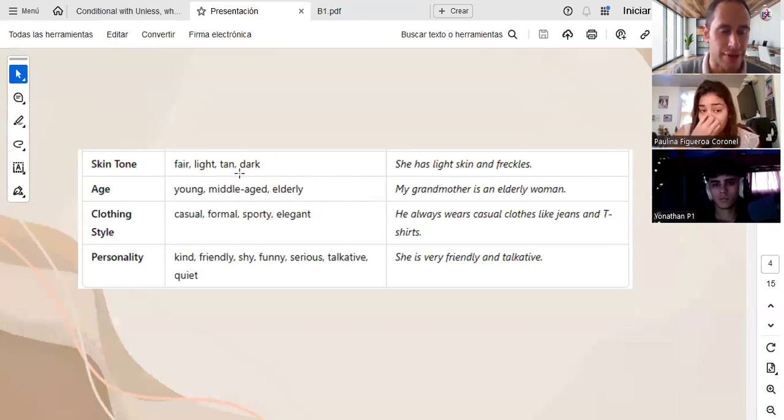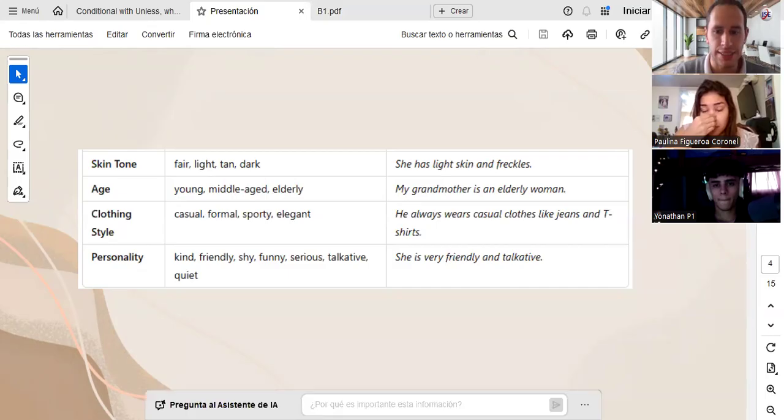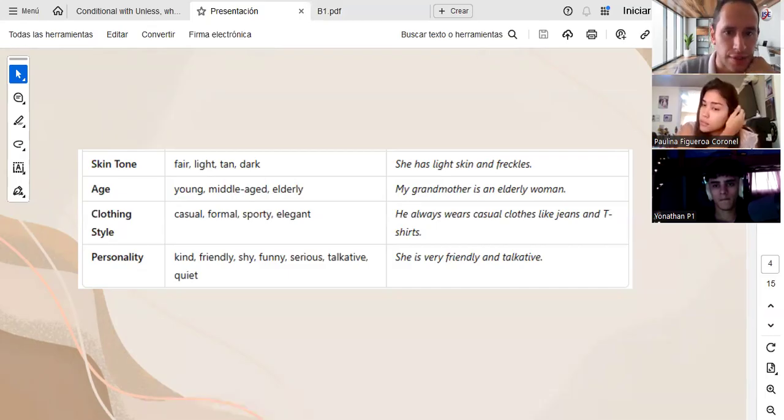Skin tone, fur. Okay, fur is in the skin. What's the other meaning of fur? Let me check.